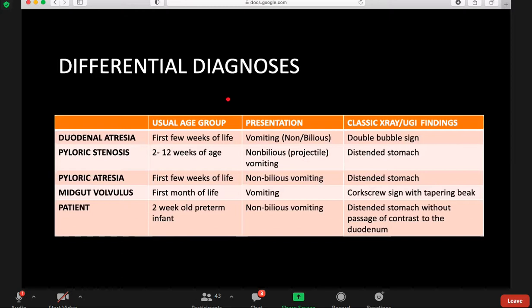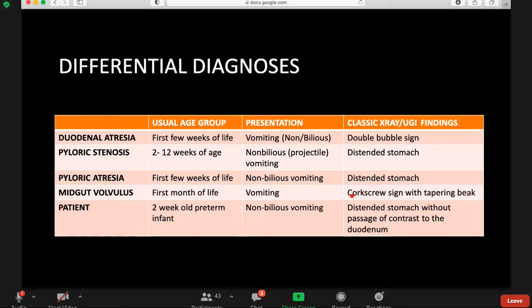For the classic X-ray or upper GI findings of the four disease entities, for the duodenal atresia, we have a double bubble sign wherein there is distension of the stomach and the proximal duodenum. While for the pyloric stenosis and atresia, we could see distended stomach. And then for midgut volvulus, classic upper GI findings show corkscrew sign with tapering beak.